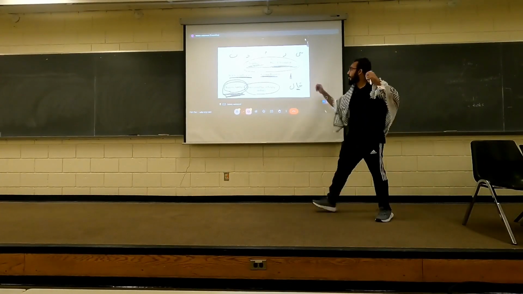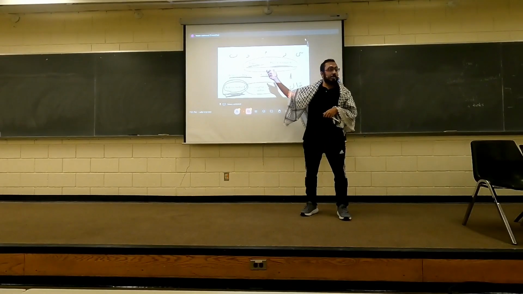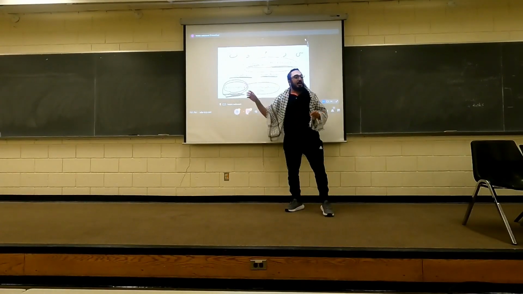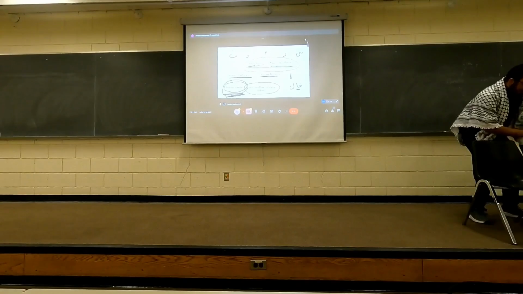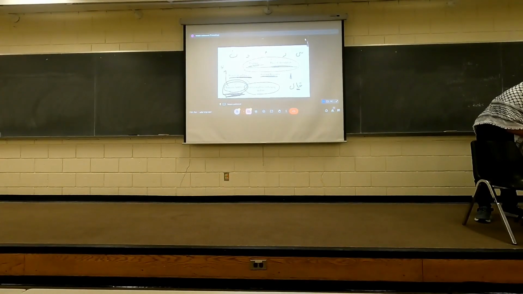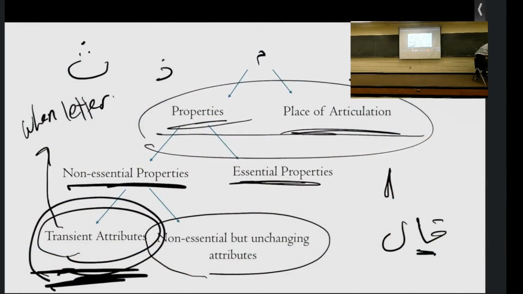Very good. So some properties do not leave the letter, and some properties change. When does this actually happen? When letters combine. Right? When letters combine. If the letter is on its own, I'll just say the letter with all its essential properties. Why am I adding a transit? Like, what am I doing? Right? Okay. Does that make sense? Any issue? Any question? Make sense?